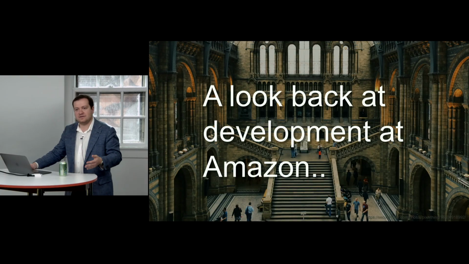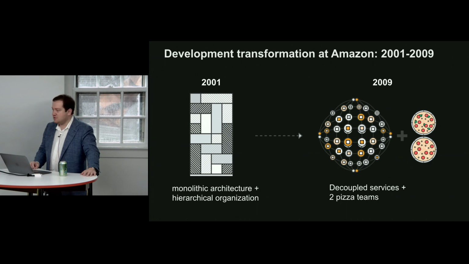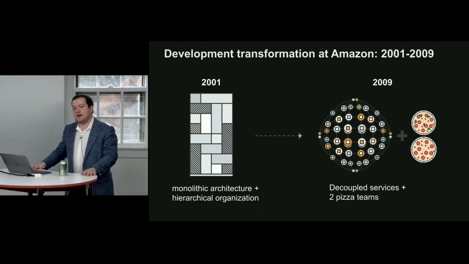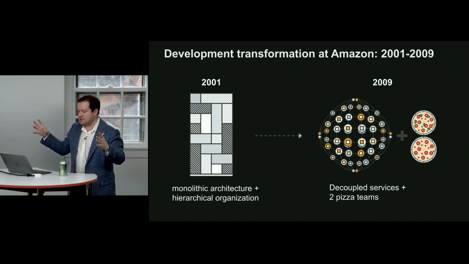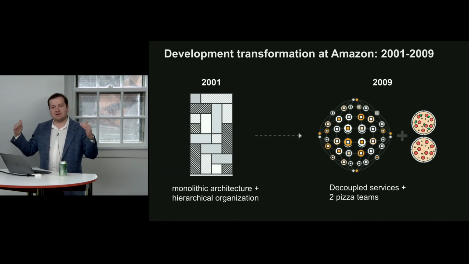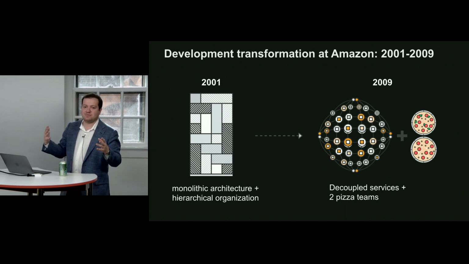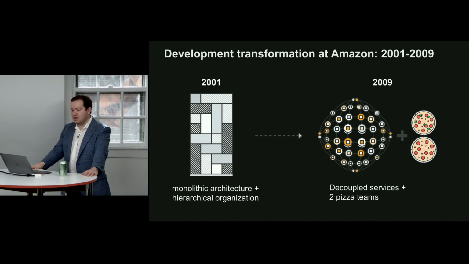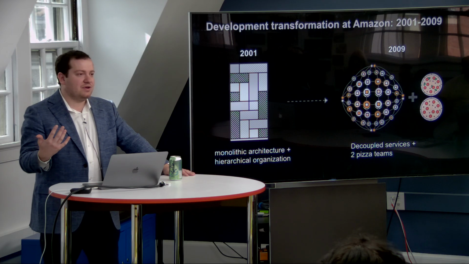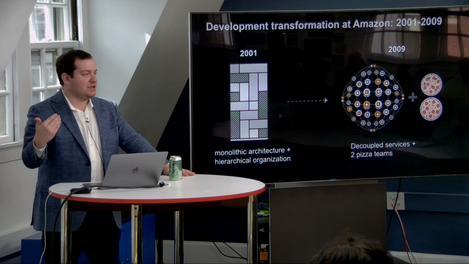So let's take a look back at Amazon and how this story evolved there. Well, in 2001, Amazon.com, the retail website, was a big monolithic architecture and a hierarchical organization. So when you went to the website, it was probably like a giant script of some kind, right? There weren't a lot of microservices there. By the time 2009 rolled around, a bunch of changes had happened, and they started decoupling services.